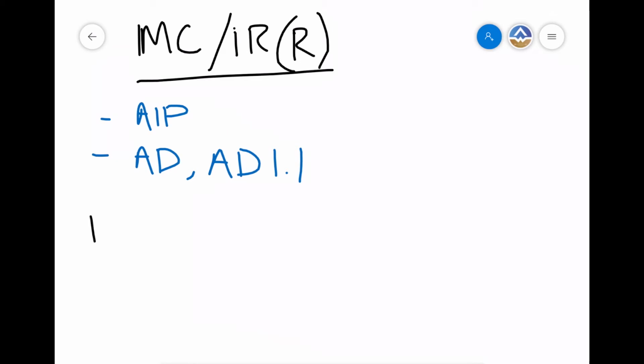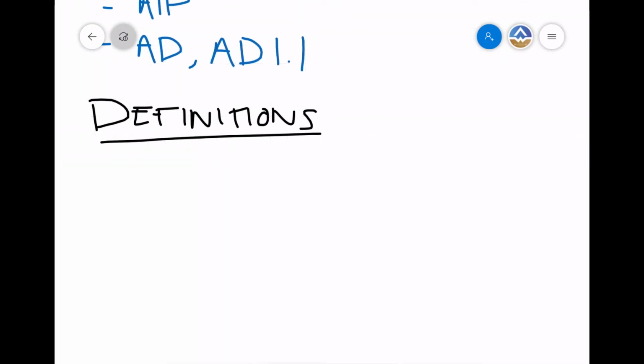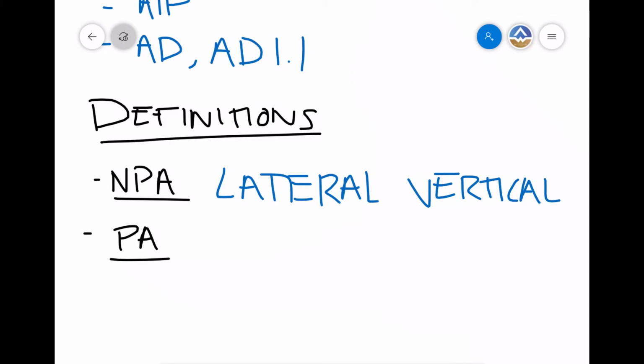To start off then, let's look at some definitions, what we're actually going to be talking about today. To start with, the two different types of approach. You've got a non-precision approach, which I'm going to call an NPA here, and also a precision approach. The non-precision approach only has lateral guidance, meaning that you're told if you're too far left or too far right, but it doesn't have vertical guidance. So you're not told if you're too high or too low. NPA, non-precision, no vertical guidance.